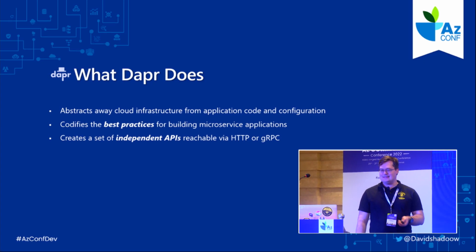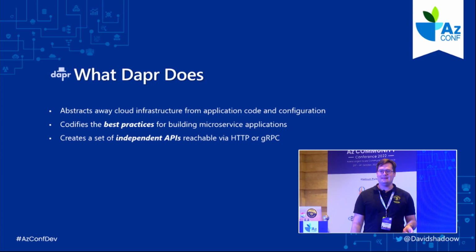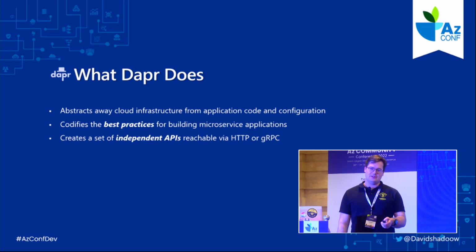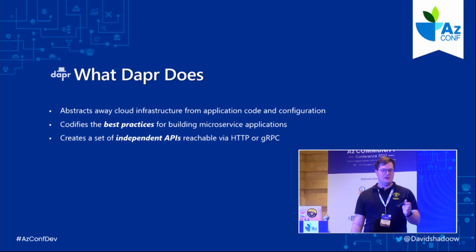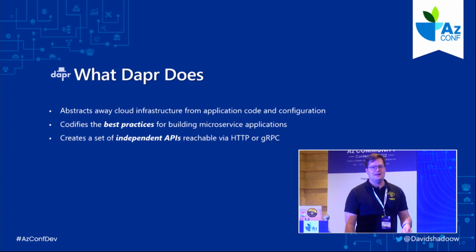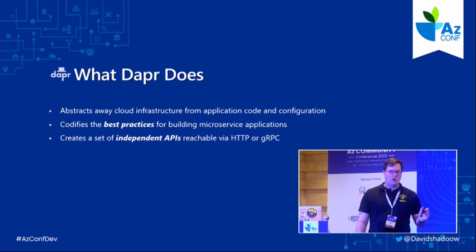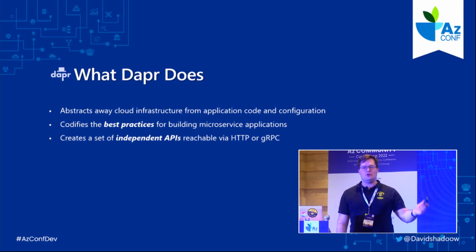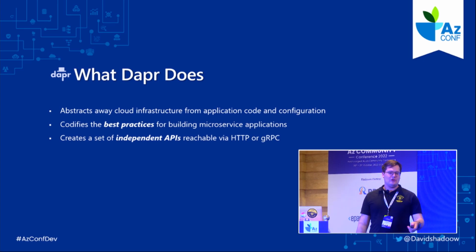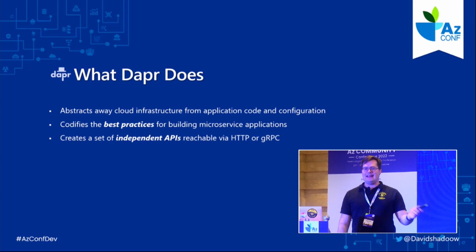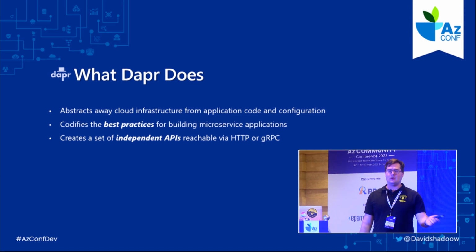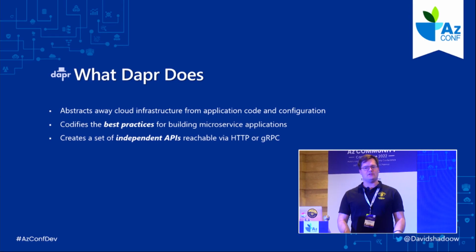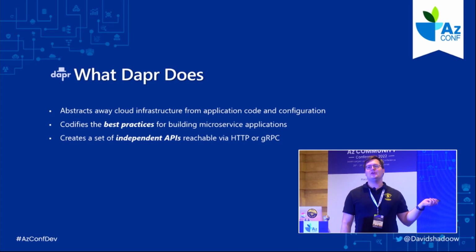As I said, DAPR abstracts away the cloud infrastructure from your application code and configuration. This means that your applications will only consume a set of independent APIs that communicate either over HTTP or gRPC, and the DAPR runtime will connect to any of your infrastructure. That infrastructure could be in Azure, in AWS, in GCP, on-premise, or in all four in one single application, but your application doesn't know.